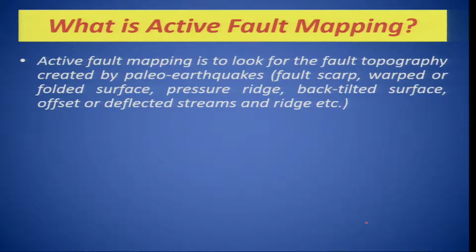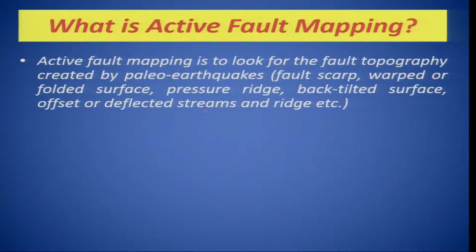ancient earthquakes. For example, fault scarps, warped or folded surfaces, pressure ridges, back tilted surfaces, offset or deflected streams. I was showing one example of deflected streams along the San Andreas fault. So, this is part of the fault topography, and the fault scarp. Maybe in the next slide I will show what the fault scarps and the warped surfaces are.